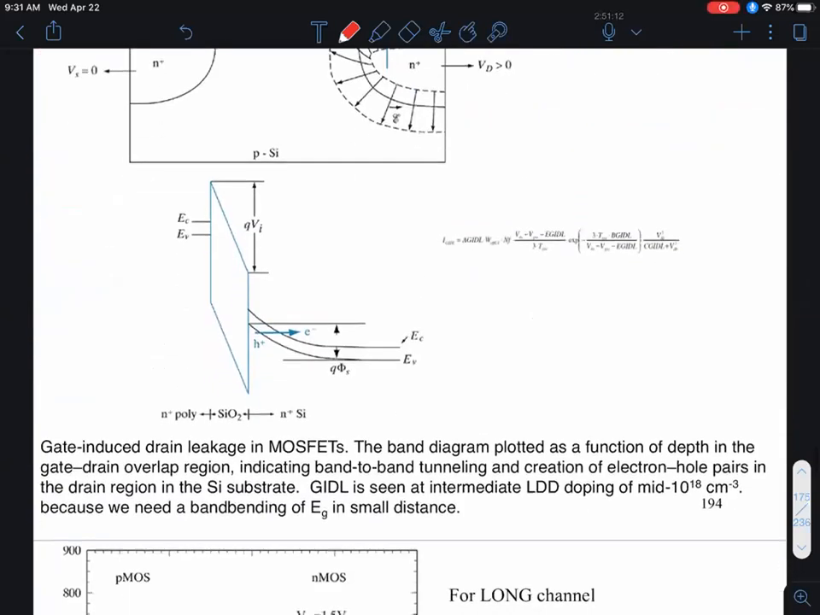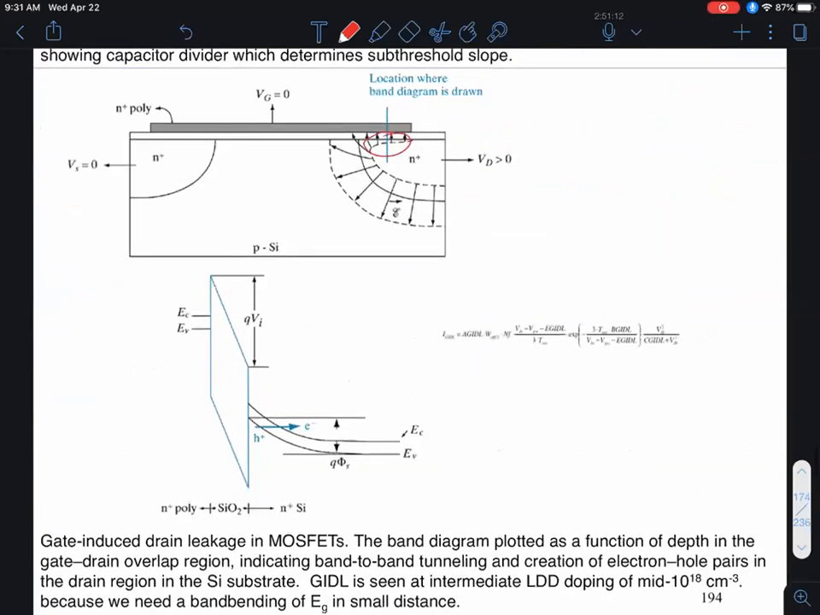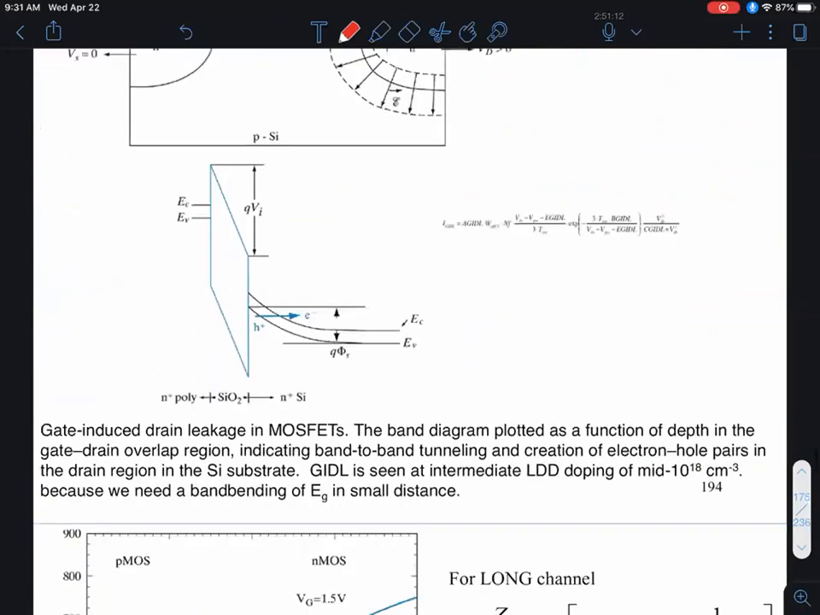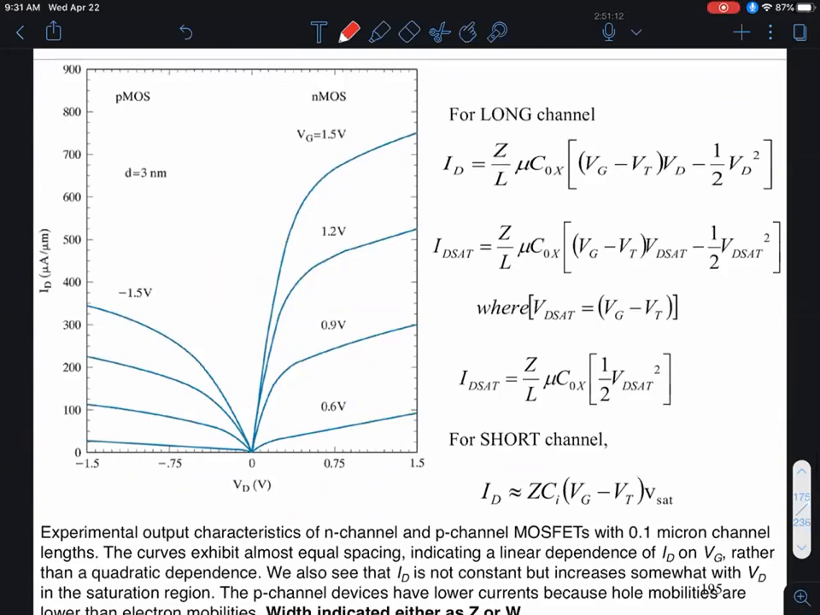I'm going to skip the next one. This is a phenomenon called gate-induced drain leakage. You can read up on your own if you want. It's more of a complicated thing due to band-to-band tunneling in the semiconductor itself, okay? All right.